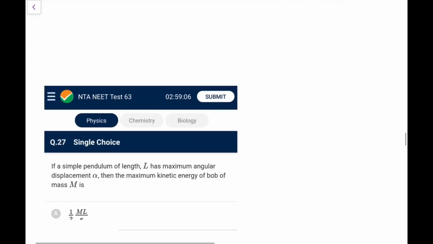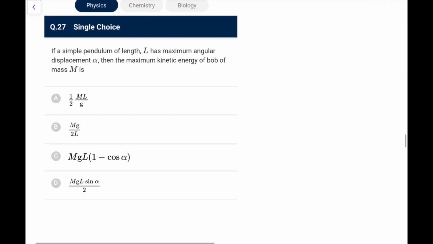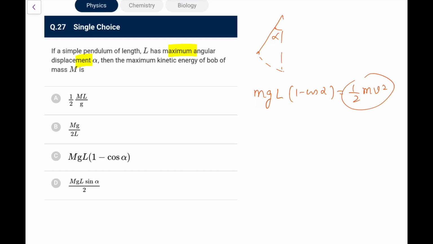Okay, next, if a simple pendulum of length L has a maximum angular displacement alpha, then the maximum kinetic energy is. I can make it out from energy conservation. If this is alpha, when it goes like this, the gain in kinetic energy would be mgl into 1 minus cos alpha, equal to half mv square. That is the maximum kinetic energy, mgl 1 minus cos alpha. So go for option C.